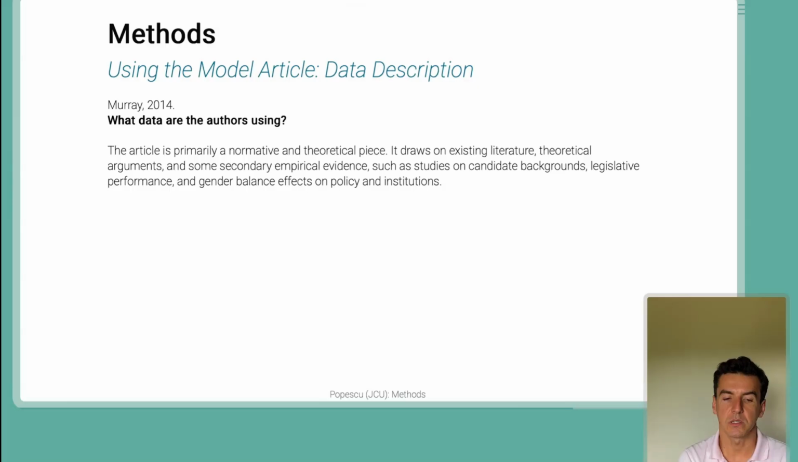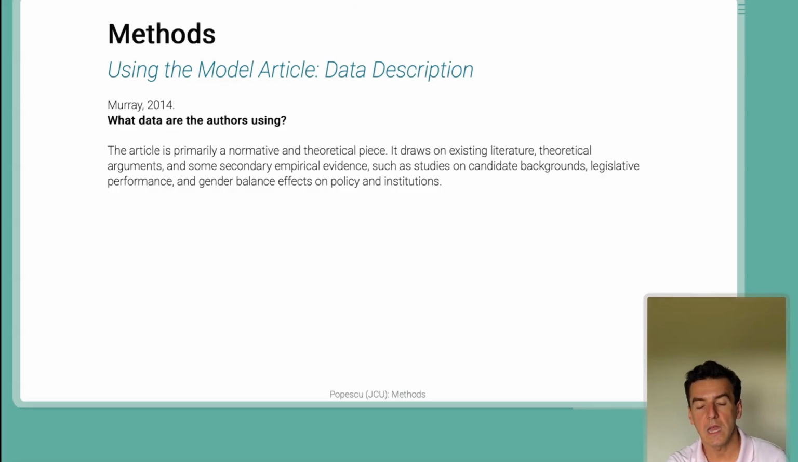So my model article is, let's say, Murray 2014. When it comes to the question of what data the authors are using, I wrote for myself here that the article is primarily a normative piece. It uses existing literature, theoretical arguments, and some secondary empirical evidence, such as studies on candidate backgrounds, legislative performance, and gender balance effects on policy and institutions.